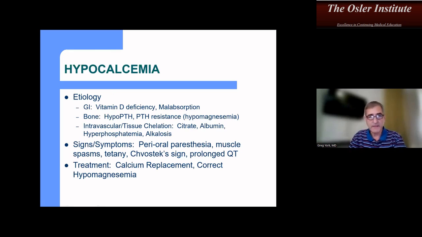Hypocalcemia, on the other hand, has some of the same etiologies. It can come from the GI tract, the bones, the kidneys. Signs and symptoms are very similar to what you would expect, what we check for after parathyroid surgery, right? Because it's the same as in hypoparathyroidism, you get perioral paresthesias, Chvostek's sign, prolonged QT. Treatment is just providing calcium replacement. Let's back up for 1 second.